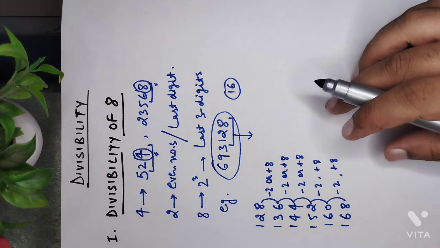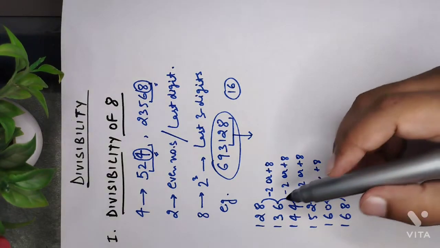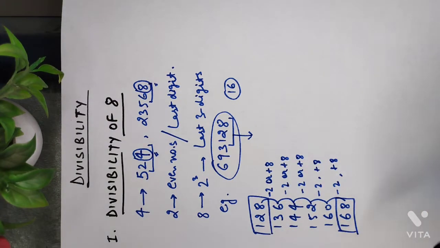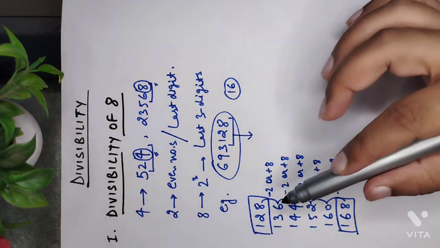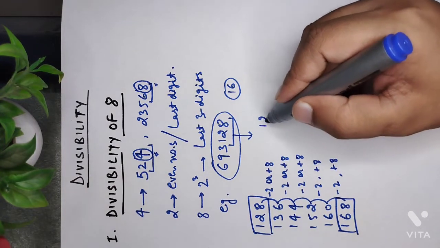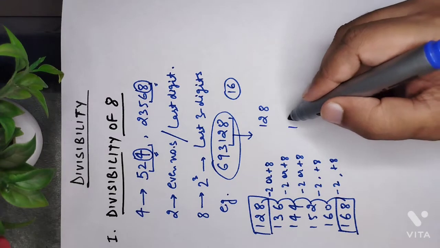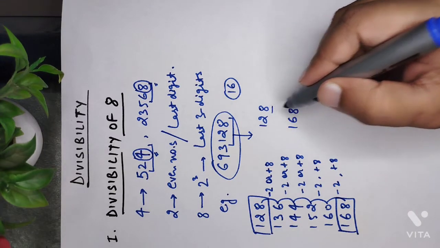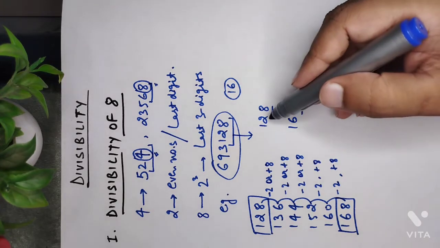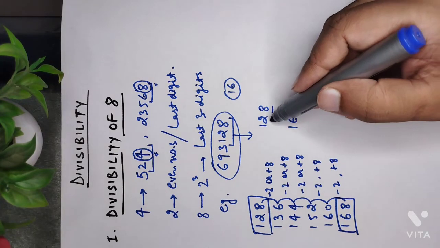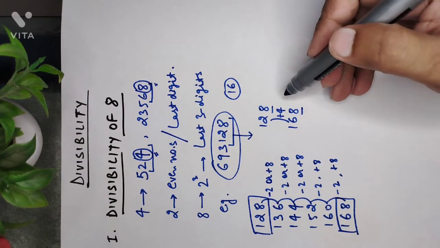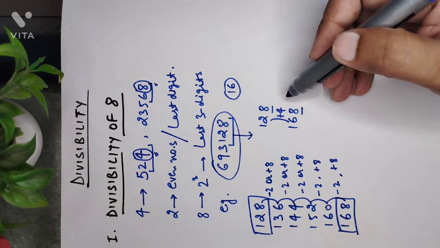Now if I compare these two numbers, let us try to see this one, 128 and 168. If I keep this unit digit the same, writing 128 here and 168 here, what I see is, if I talk about this middle digit, this digit is increasing by 4.